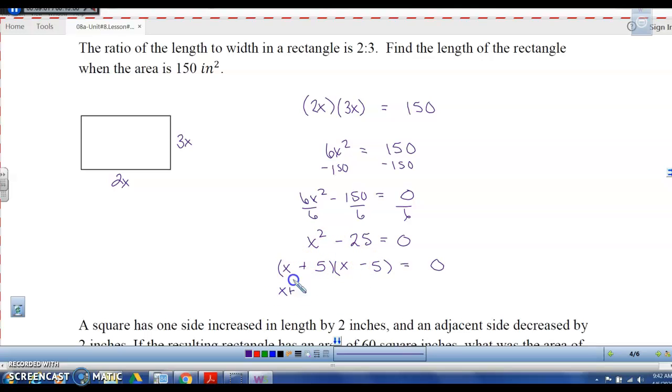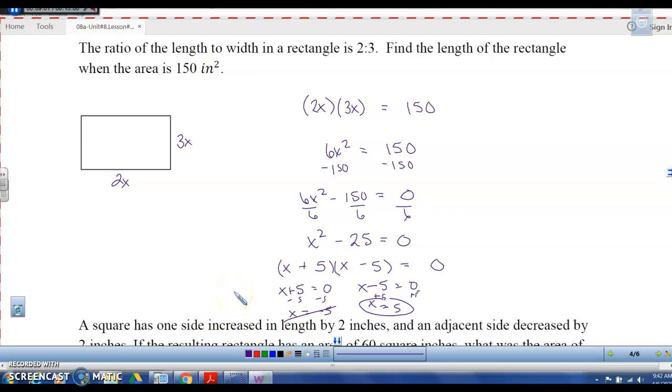All right, set each factor equal to 0, set each bubble equal to 0. And you get, subtract the 5, x equals negative 5, and add the 5, x is equal to positive 5. Again, this is length and width, so can we use negative 5? No, we can't, so we've got to cross that one off. So x equals 5 is what we're going to use.